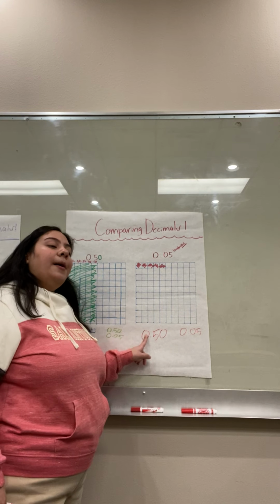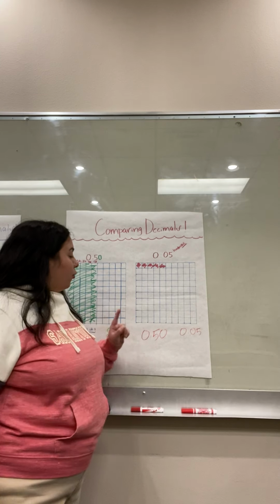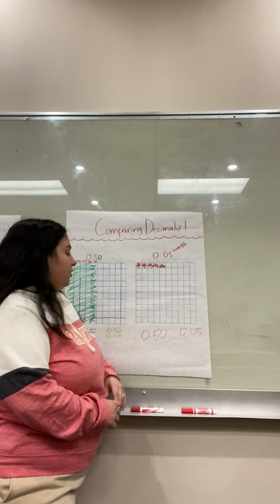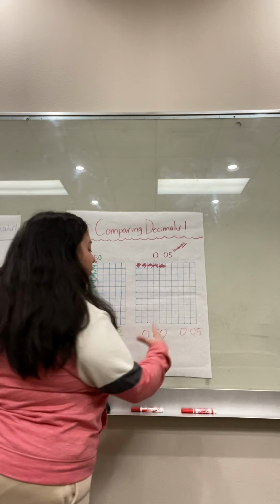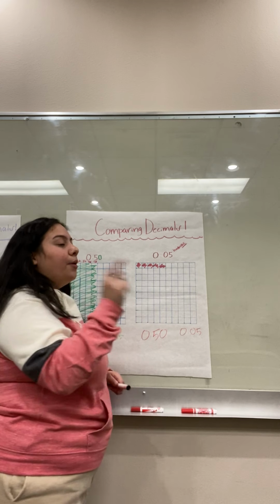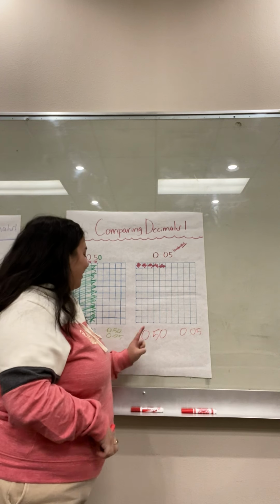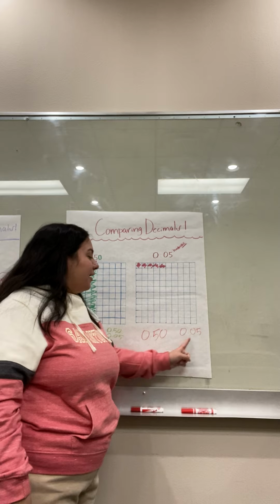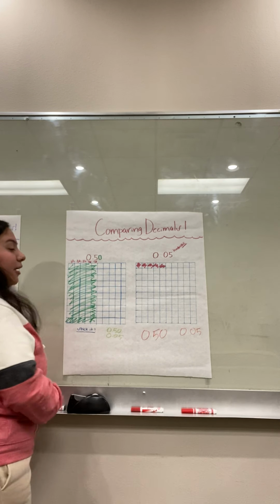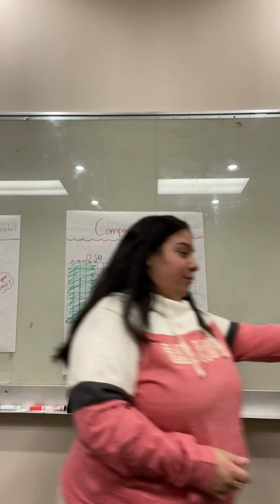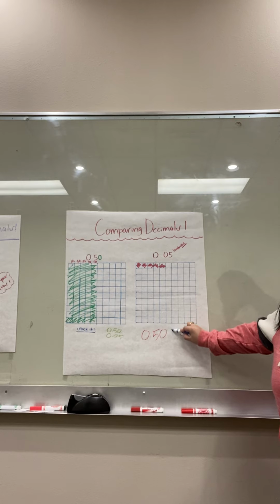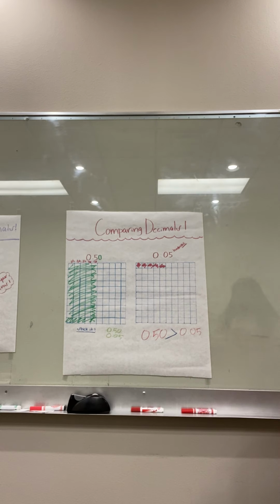So, Sarah, which way do you think our alligator mouth needs to be pointing? Do we need to put it this way or this way? Do you say this way? But why? Oh, because the tenths place value has more value than our hundredths. Great job. So let's go ahead and get a different marker. And you can come and write this in for me. Great job. Thank you, Sarah.